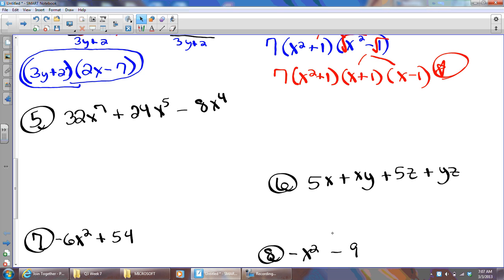So, problem number 5. It looks like I'm going to try to GCF first. None of my other problems involve a trinomial. Other types of factoring, that is. What's the GCF of 8, 24, and 32? Well, I think it's 8.